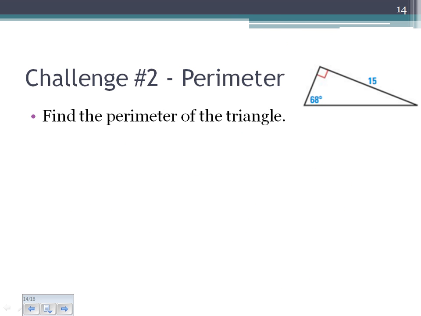Okay. Alright, this one's hard. Find the perimeter of the triangle. What does the perimeter mean? All the way around, all sides added up. So we have one side. What is that side? 15. Do we have any other sides? No. Let's set it up.